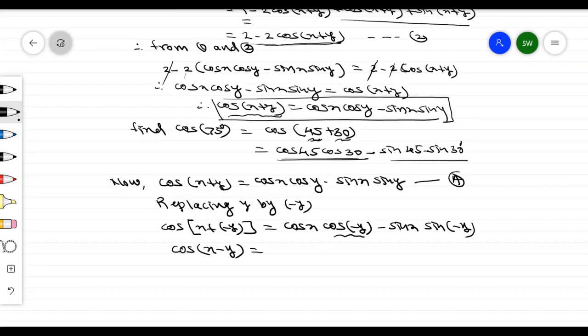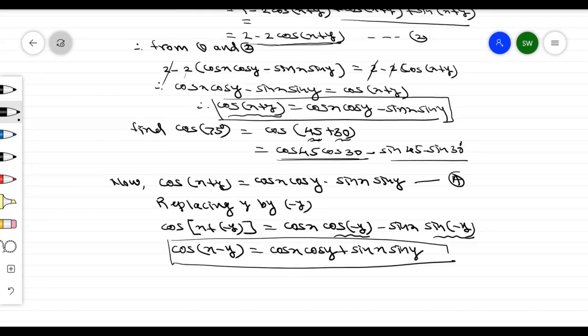Now cos of minus y is cos y, because cos of minus x is cos x. So again this is cos x into cos y. But here sin of minus y is minus sin y. So that minus and this minus becomes plus, plus sin x into sin y. So this is your second result. The first formula is cos of x plus y equal to cos x into cos y minus sin x into sin y, and the second is cos of x minus y equal to cos x into cos y plus sin x into sin y. Now let us find out what is sin of x plus y.